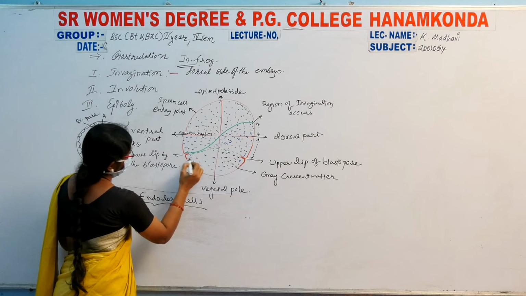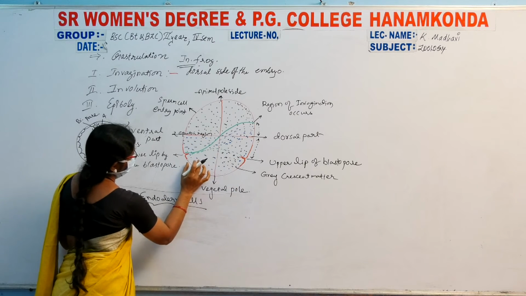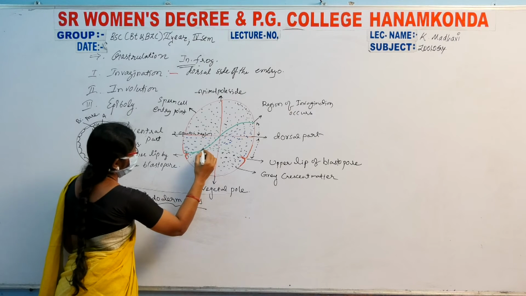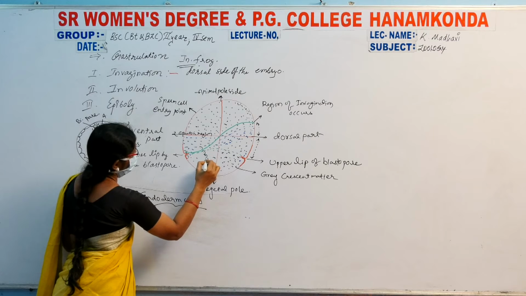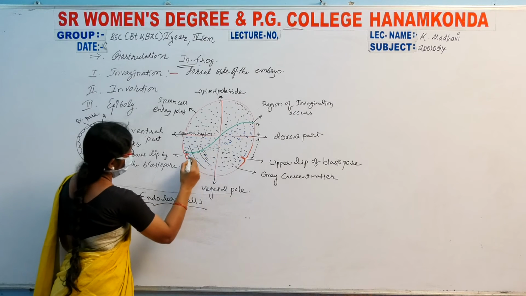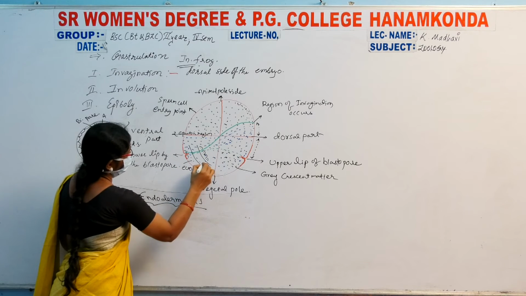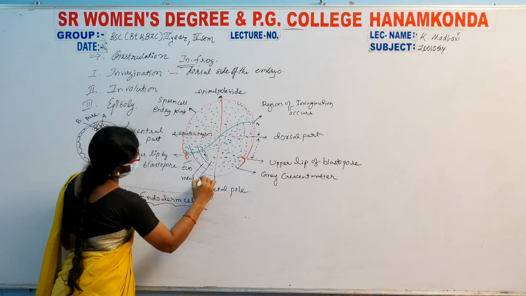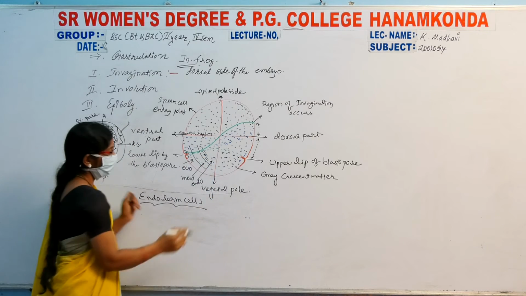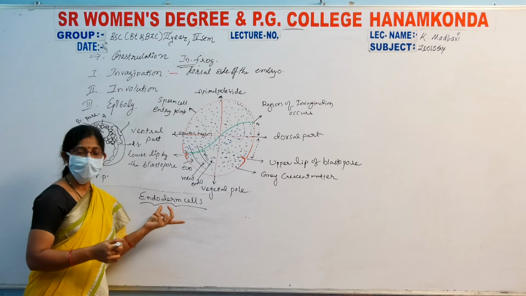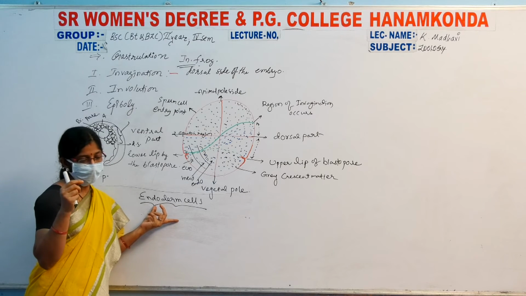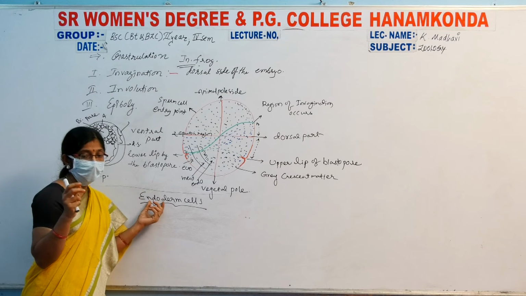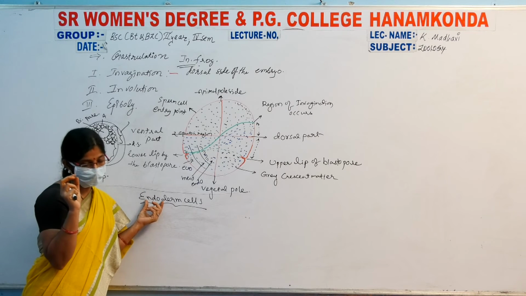Below the equator region, within the gray crescentic matter, there are small endodermal cells. Endodermal means the other three layers: this is the ecto, this is the meso, and here the endo. These endodermal cells slowly become mobile and less adhesive.